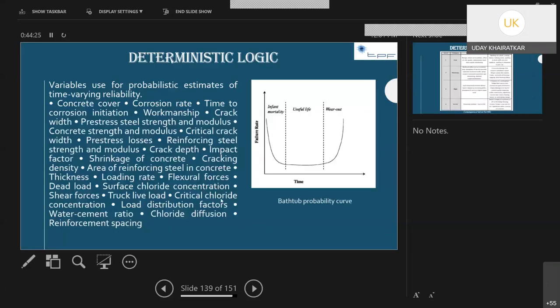This is a part of the probability curve that I have shown here. So infant mortality. Initially, when the bridge is commissioned, due to an amount of inherent design or maybe execution mistake, there can be a failure. Then the useful life, there is very less likelihood of failure because that is a period where the bridge is used and it has already been tested. The initial stages are already over. Then the wear out stage where the bridge starts failing at a faster rate.